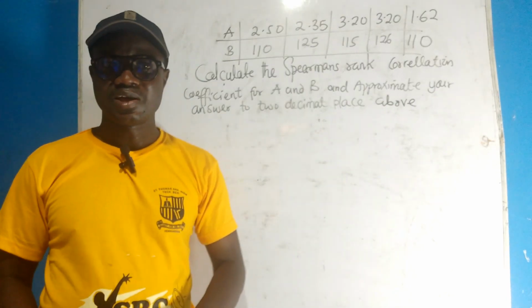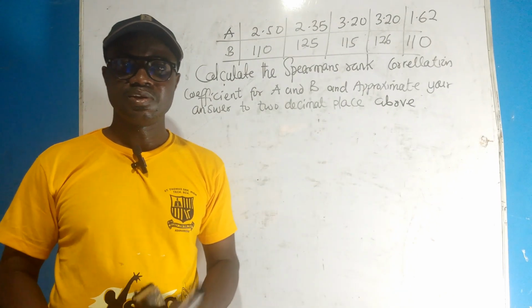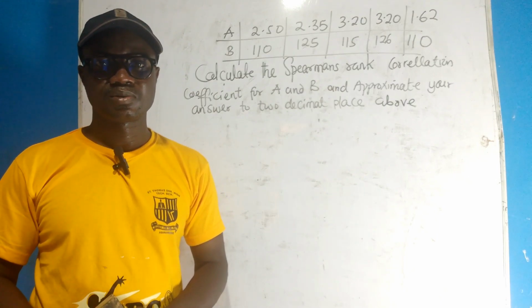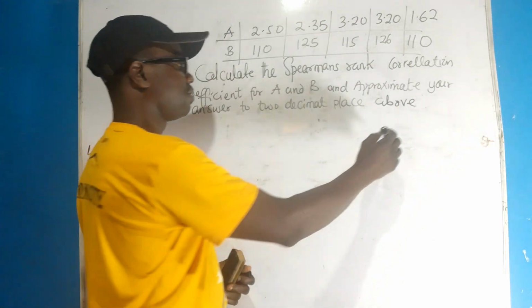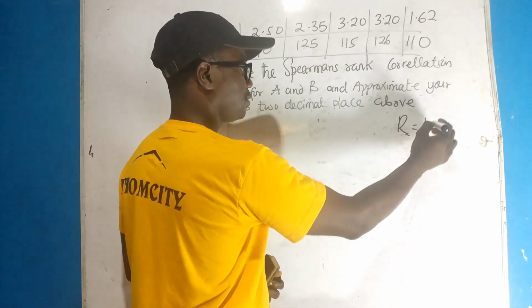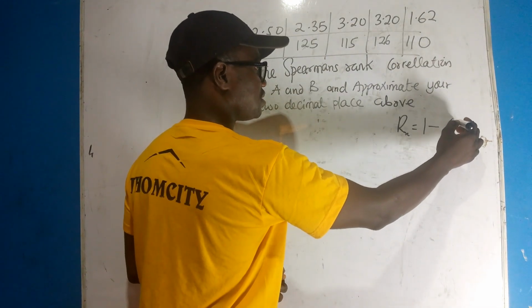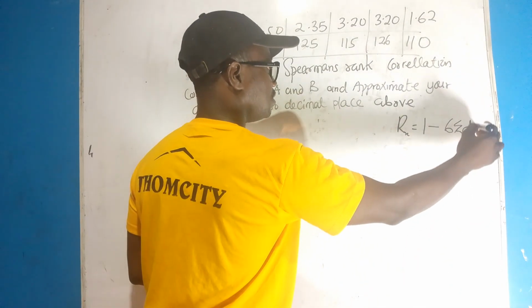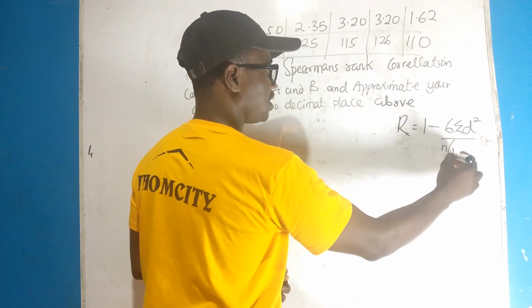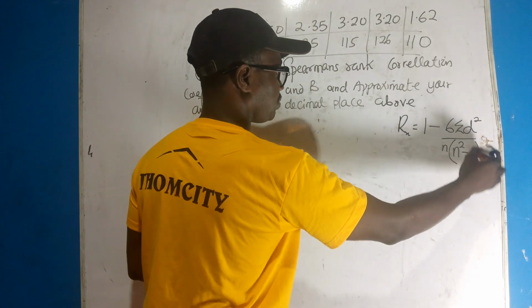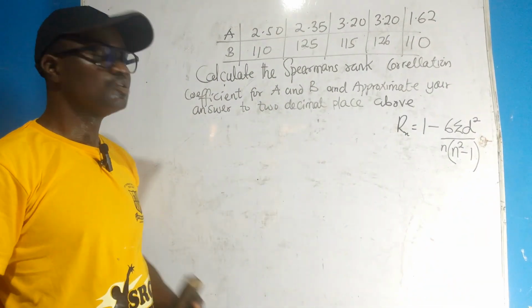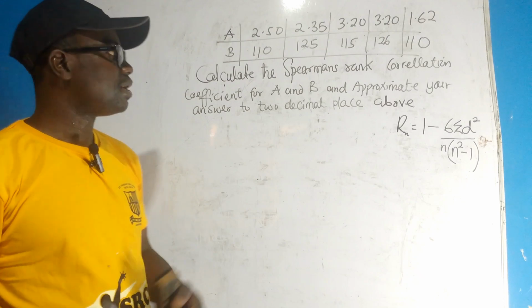Now, the first thing as a student to know is that you first have to know the formula for the Spearman's rank correlation. And the formula is given by 1 minus 6 summation of the difference square all over n into bracket n squared minus 1. When you're able to note this, then you are good to go on your ranking. Now let's do the ranking.